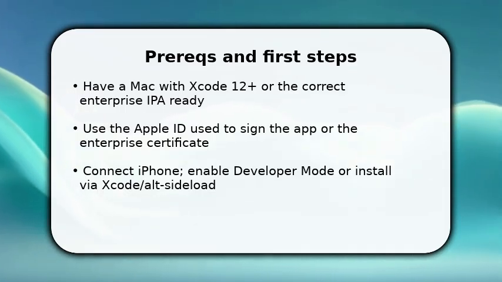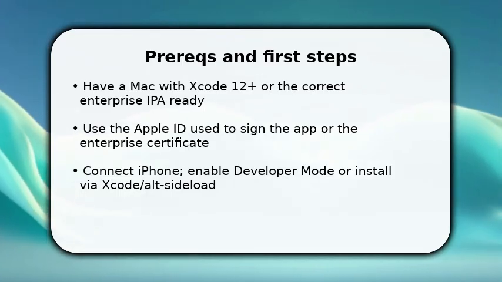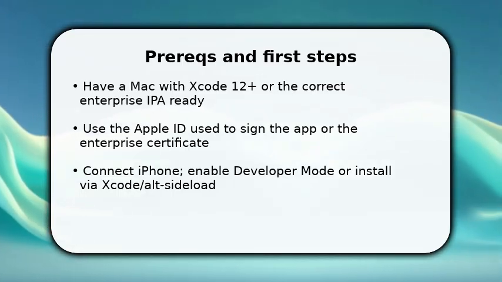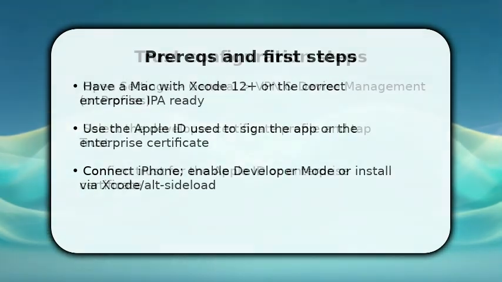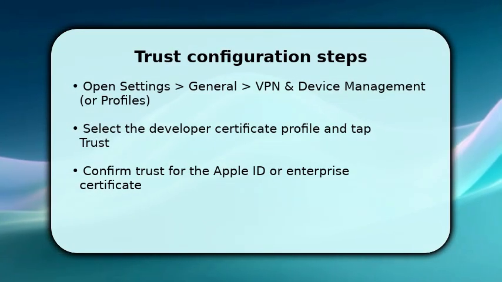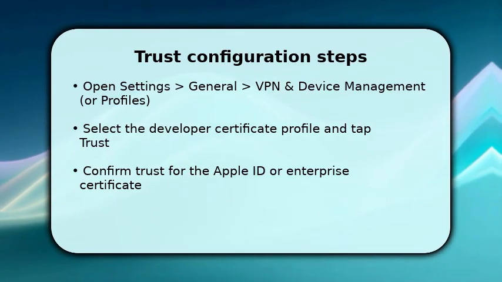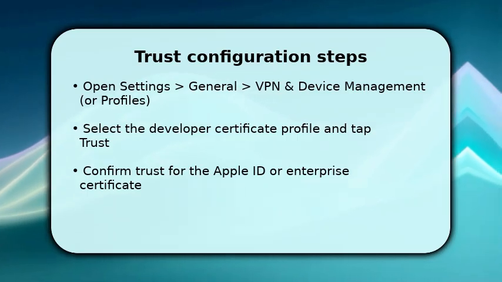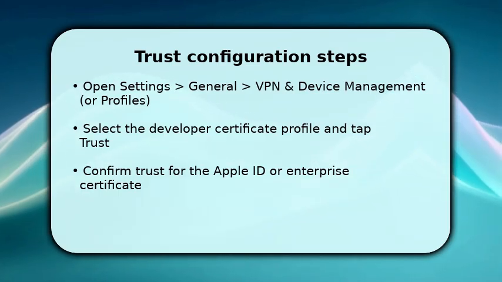Make sure the Apple ID or Enterprise certificate used to sign the app is the one you intend to trust. You now set Trust on the device. Go to Settings, then General, then VPN and Device Management or Profiles. Find the profile that matches the signing Apple ID or Enterprise certificate. Tap the developer name, then tap Trust and Confirm. This authorizes all apps signed by that certificate.